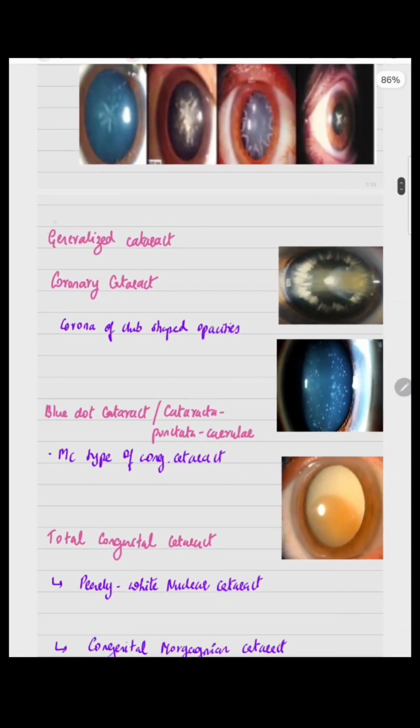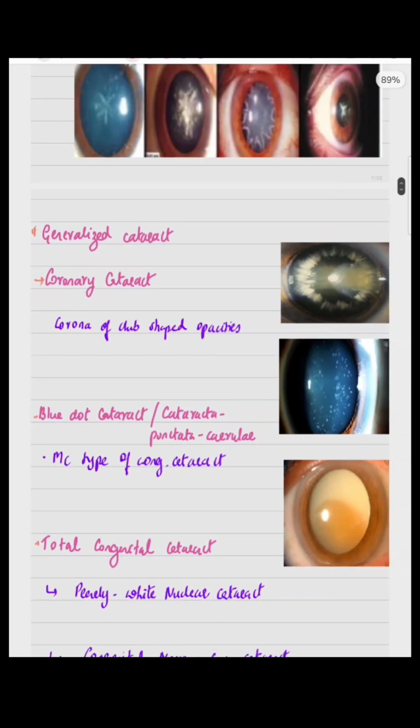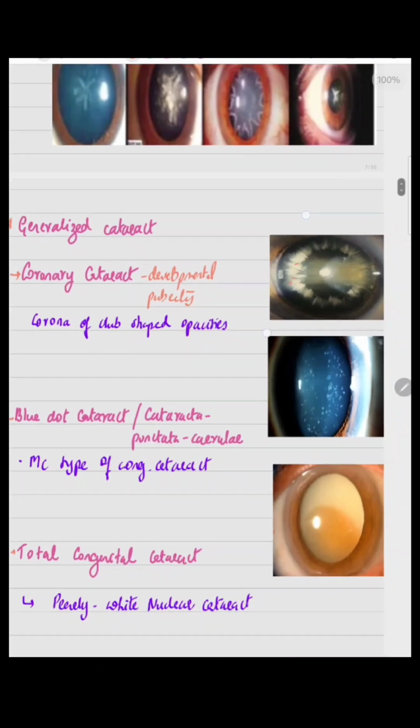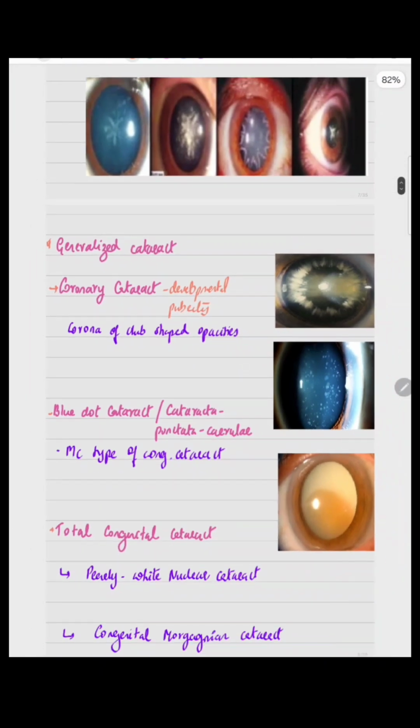Then it can be generalized cataract like coronary cataract, blue dot cataract, or total congenital cataract. Coronary cataract is a developmental cataract occurring around puberty. Hundreds of opacities are distributed radially in the periphery. Vision is unaffected. A corona of club-shaped opacities is known as coronary cataract.